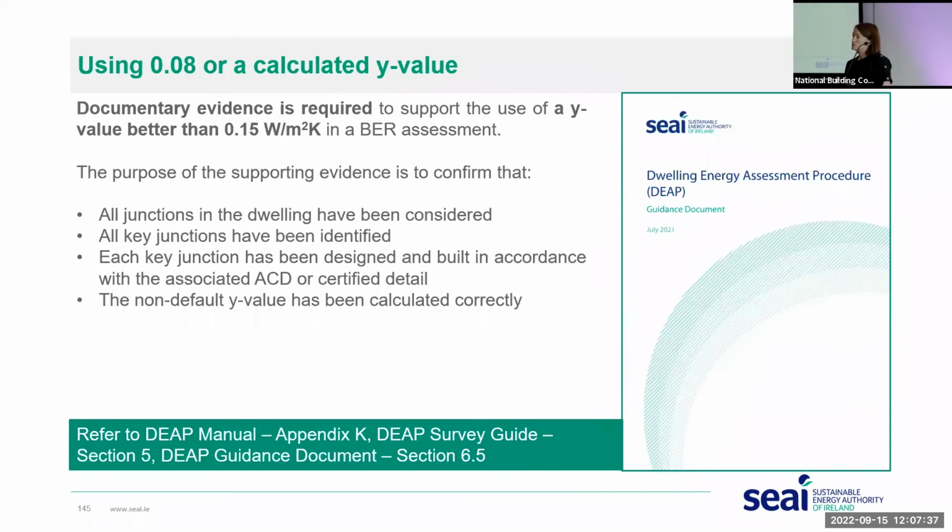So if you're using a 0.08 Y value or a calculated Y value in the DEAP assessment, you must supply the BER assessor with the required documentary evidence. The purpose of that is to confirm that for a Y value, all the junctions in the dwelling have been considered, all key junctions have been identified, each key junction has been designed and built in accordance with the ACD or certified detail, and the non-default Y value has been calculated correctly. So all of that needs to be signed off by the person signing off on building regulation compliance.